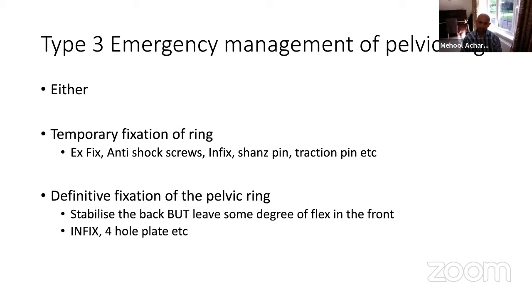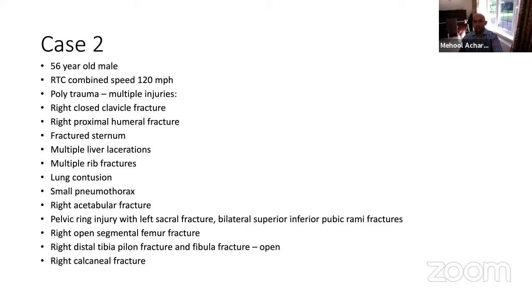So this is an example of that. This is case number 2, a 56-year-old male, high-speed collision, 120 miles an hour. He's got all of these injuries. He's got lots and lots of injuries. Of note, he's got a right open femoral fracture, a right open pilon fracture, he's got a combined pelvic ring and an acetabular fracture. So he's got a left-sided sacral fracture, bilateral superior and inferior pubic rami fractures, and a right acetabular fracture.